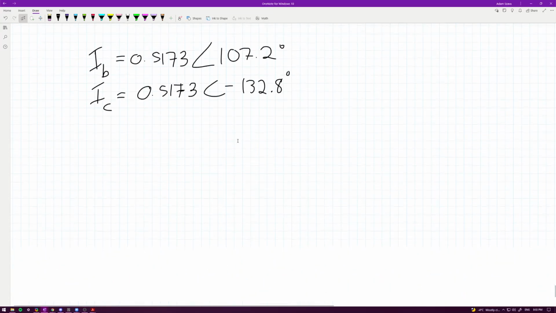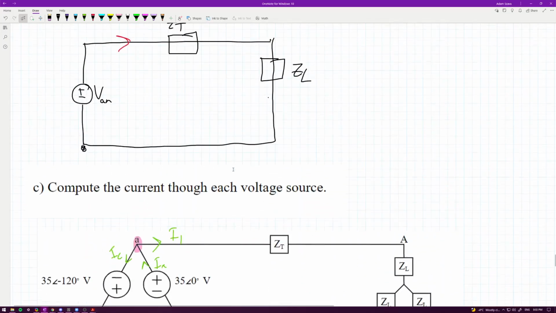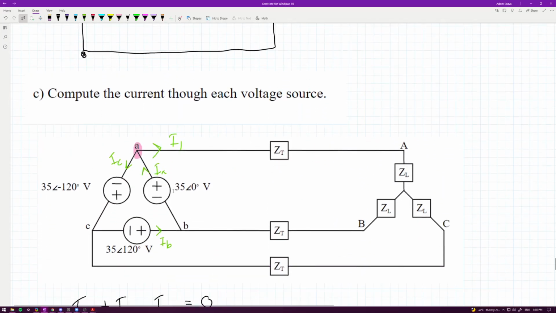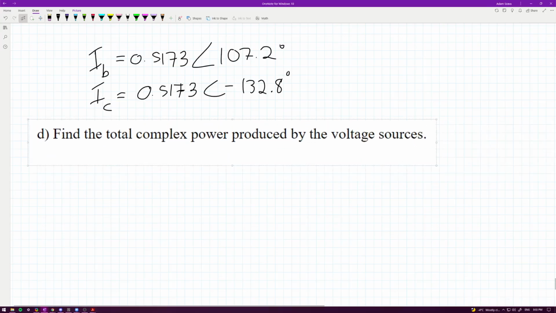So from here we figured out, we answered that part of the question too: compute the current through each voltage source. There we go. And then find the total complex power is the last part of the question. Find the total complex power produced by all these things, so produced by the voltage sources.